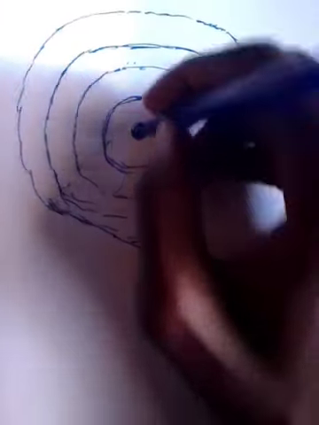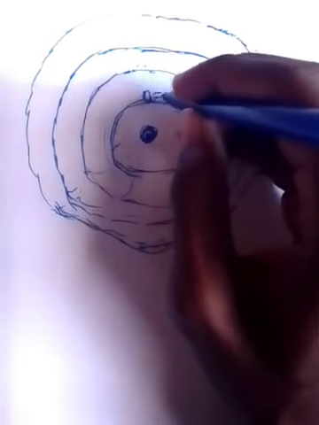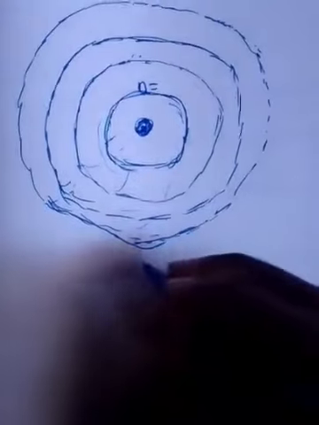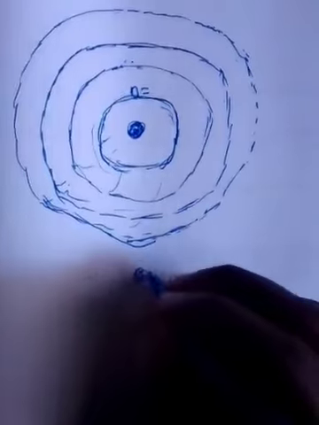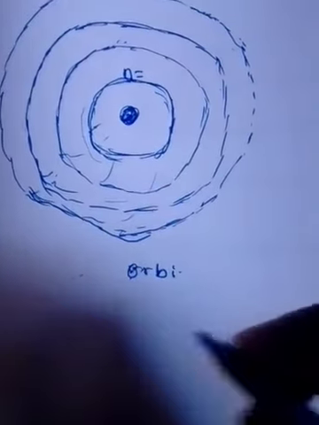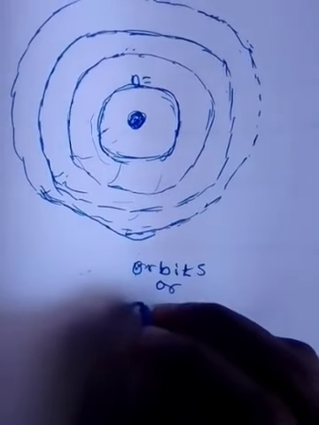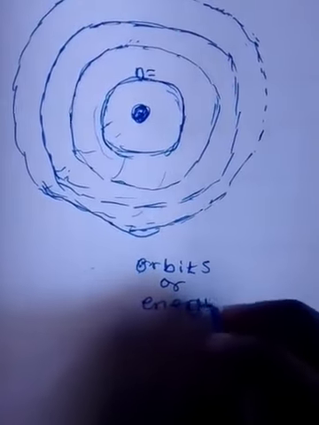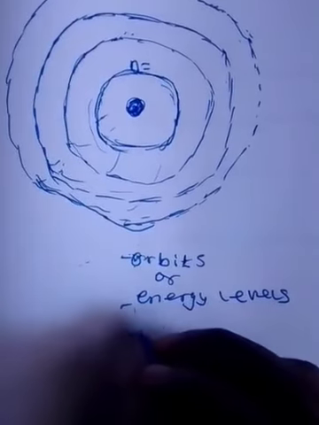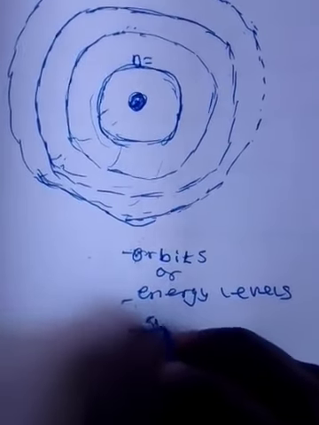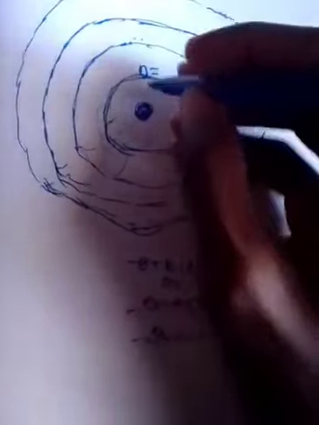This is a nucleus here, and the electrons are found in these. These are called the energy levels. Look, they have different names. Let me write here. They can call them the orbits, not the orbitals. They are different, okay? They can call them the orbits, or the energy levels, or the shells. So if they use any of these words, they are still referring to the same thing.